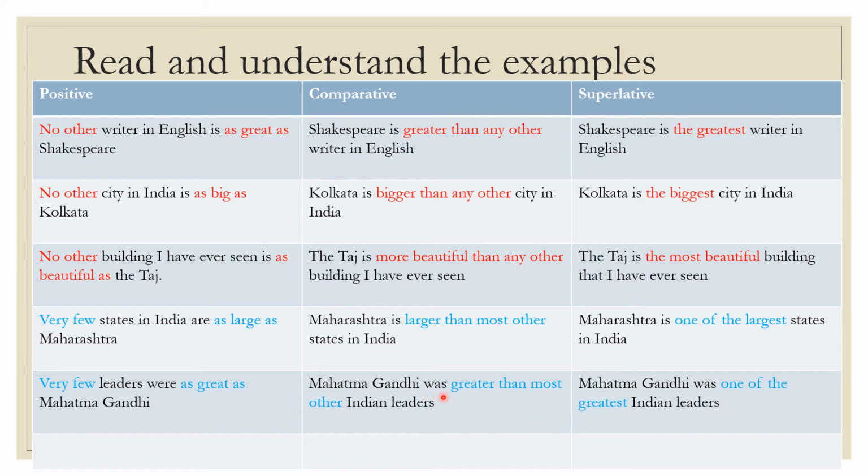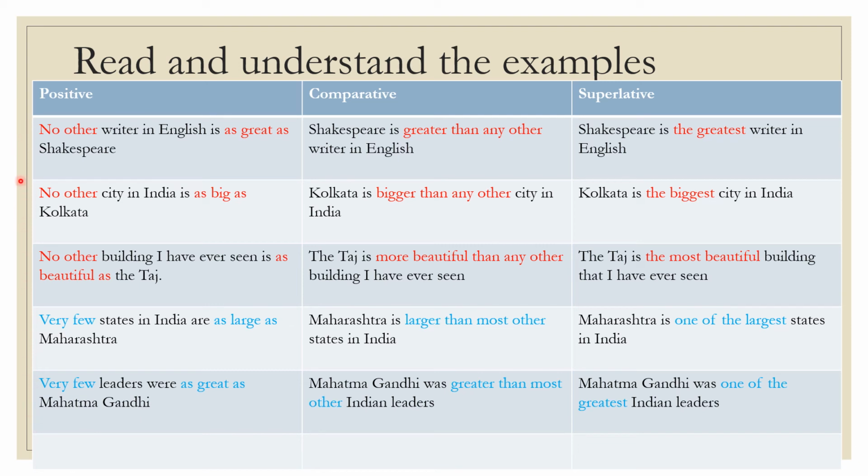So in the comparative, it will be greater than most other. So the sentence in the comparative: Mahatma Gandhi was greater than most other Indian leaders. And in the positive, you'll begin with very few, as great as. So the positive degree will be: very few leaders were as great as Mahatma Gandhi. So children, look at these examples.